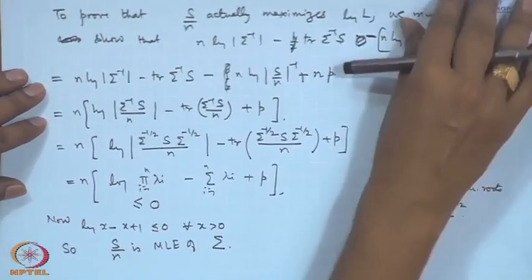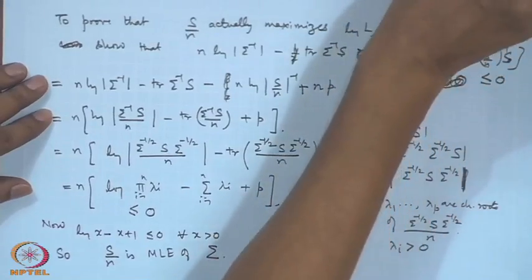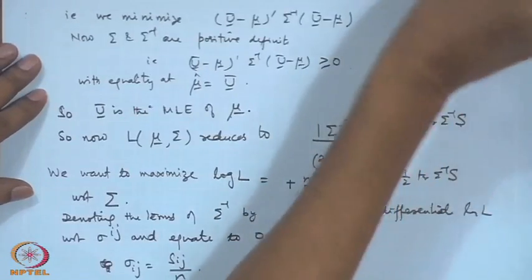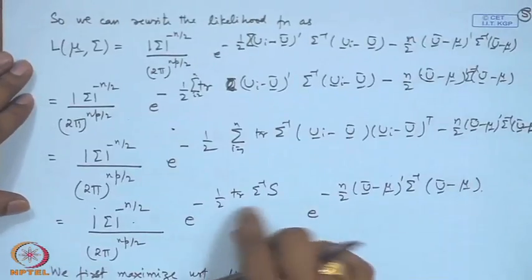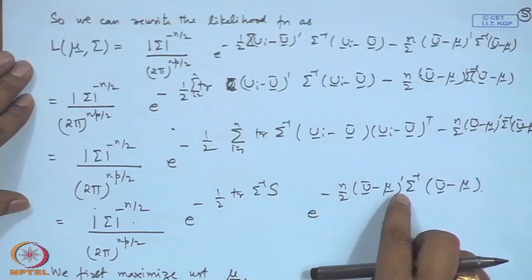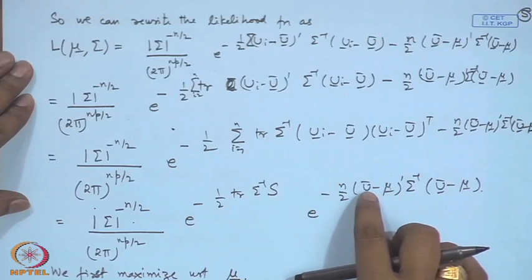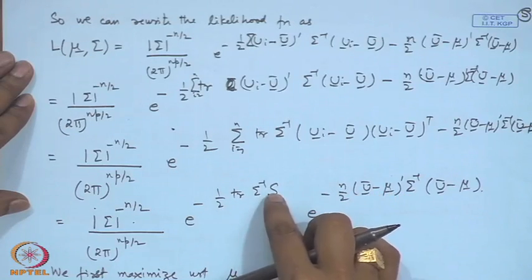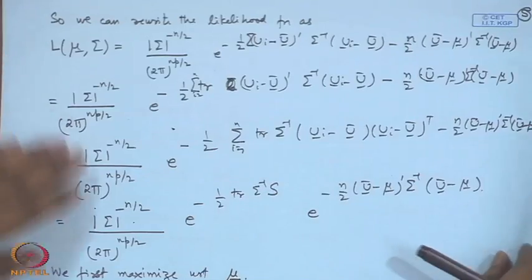Also, if we look at the likelihood function, which is actually the joint density function that we have written here, from here we can also conclude that u bar and S are sufficient statistics for this problem.